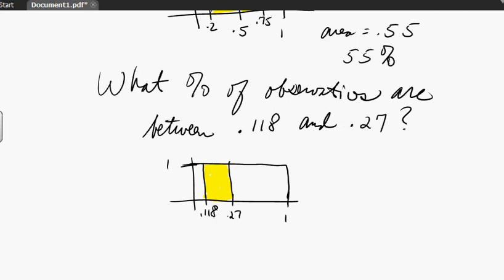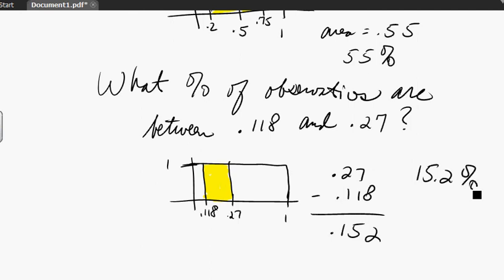Anybody do a little calculation for me yet? 15.2. Okay, that sounded better. Okay. So that part should have been fairly simple.